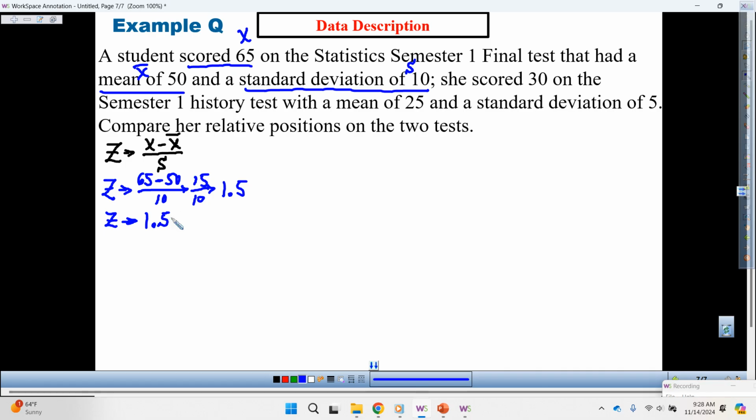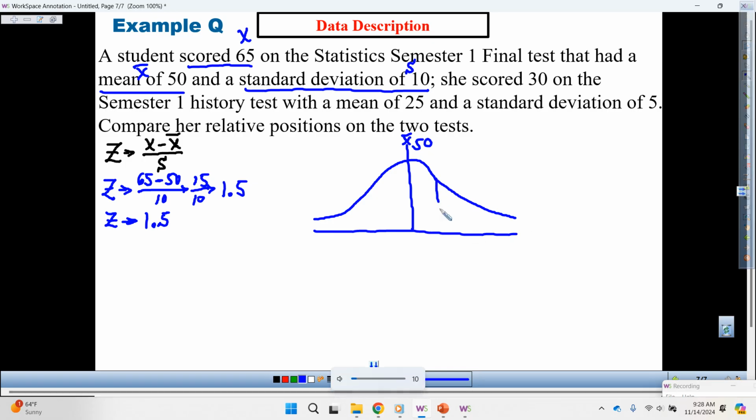Remember that the definition said the relative position, yes? So let's do this. Over here on the side, let's draw a bell curve in blue. And we always start with our what? Our mean, which is X bar. And how much is that? That was 50. And then I'm going 1 standard deviation up, 2 standard deviations up, 3 standard deviations up. And then I'm going 1 standard deviation down, 2 standard deviations down, and 3 standard deviations down.